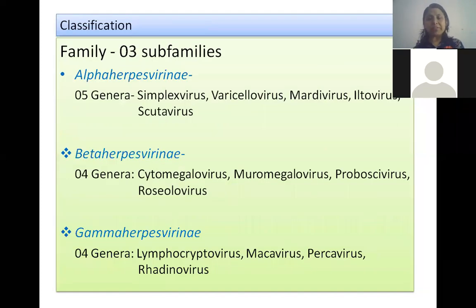Coming to the classification, it has three subfamilies. Alpha herpesvirinae has five genera. Not needed to remember much, but the genera are Simplexvirus, Varicellovirus, Mardivirus, Iltovirus, and Scutavirus. Beta herpesvirinae has four genera, and gamma herpesvirinae has four genera. Mostly the important animal viruses are included in Simplexvirus, Varicellovirus, Mardivirus, and Iltovirus.